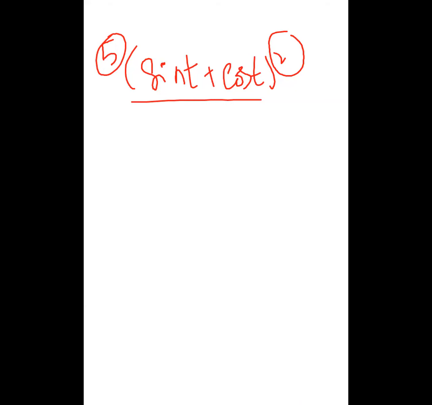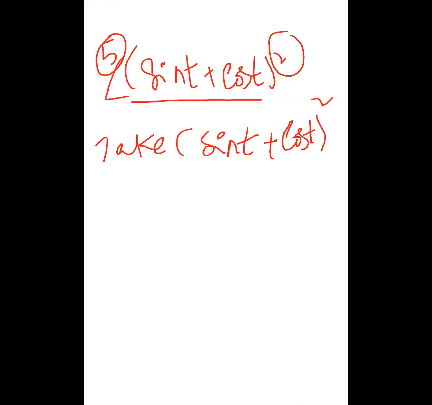So first take sin t plus cos t whole square. Expand it as a plus b whole square. In a plus b whole square, the first term is a square. Here a is sin t, so sin square t plus b square. B means cos t, cos square t plus 2ab. So 2 sin t cos t.